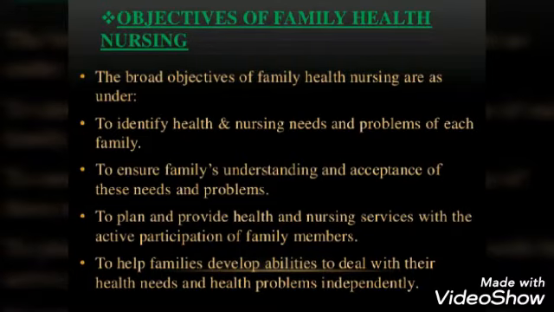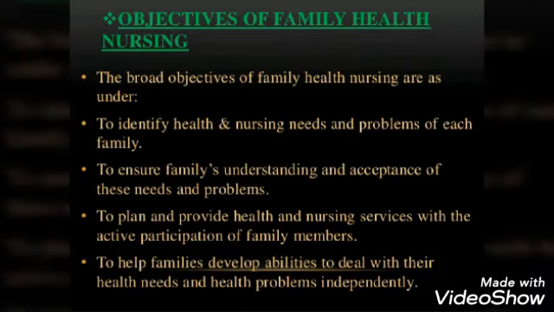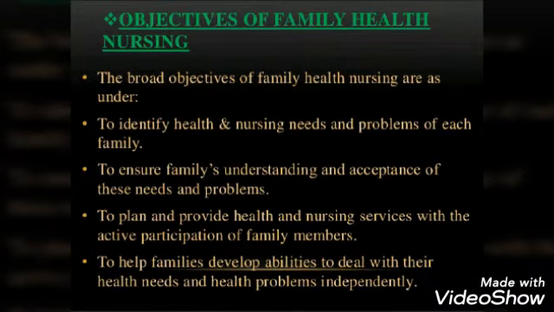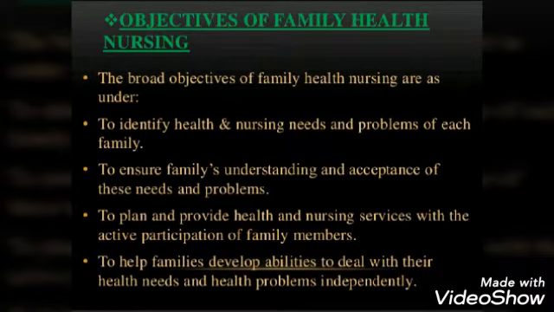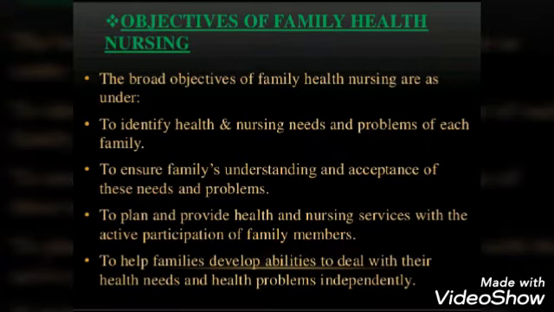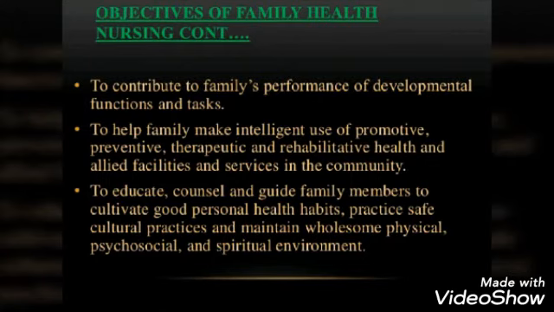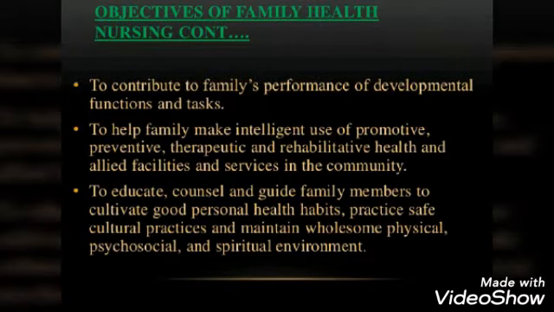Then the next is to plan and provide health and nursing services with the active participation of family members. So if the person is sick, all family members should be actively participating in taking care of the family member. Then to help families develop abilities to deal with their health needs and health problems independently. So you have to teach the family member who is sick to deal with the situation to get well soon. Then the next objective, to contribute to families' performance of developmental functions and tasks. So while doing this health nursing care, you can help the family to develop more in a positive direction.